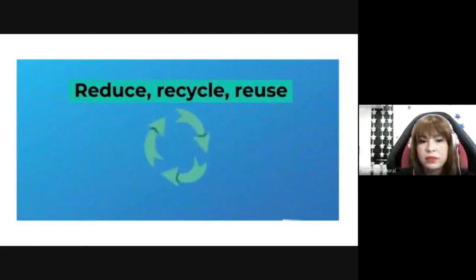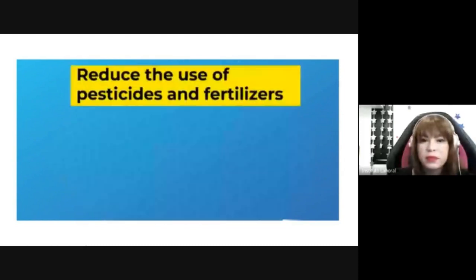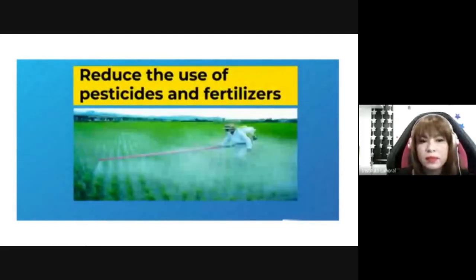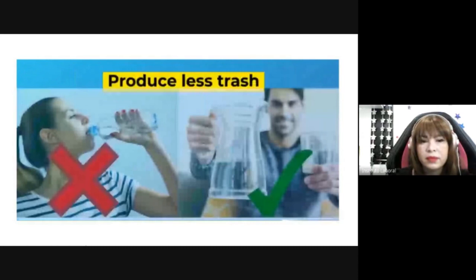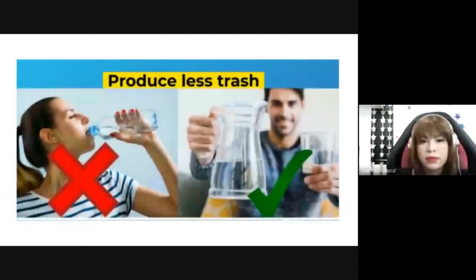Reduce, reuse, recycle. We can reduce solid waste pollution by recycling and reusing materials such as cloth and plastic bags, rather than disposing of them. As a second solution, we can reduce the use of pesticides and fertilizers in agricultural activities. Finally, we need to produce less trash. For example, instead of drinking water out of plastic bottles, we could just drink it using a cup.